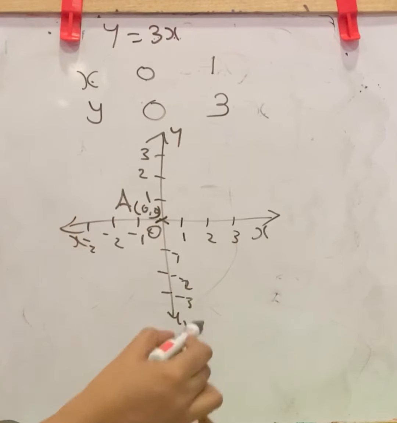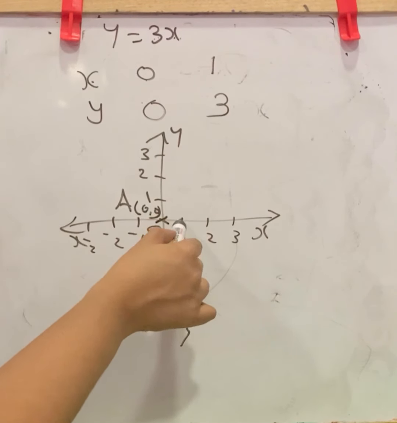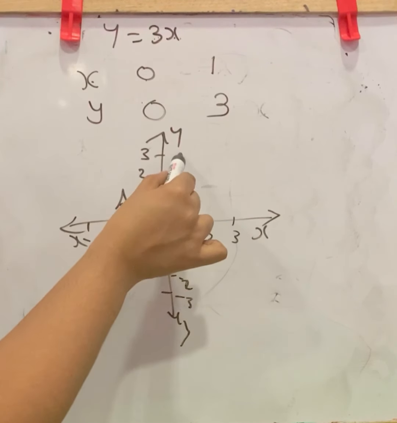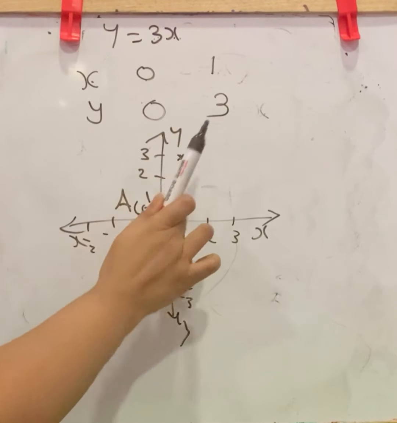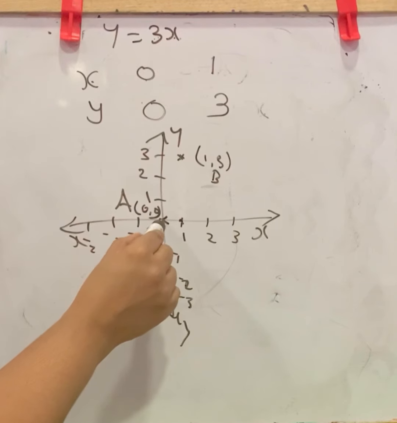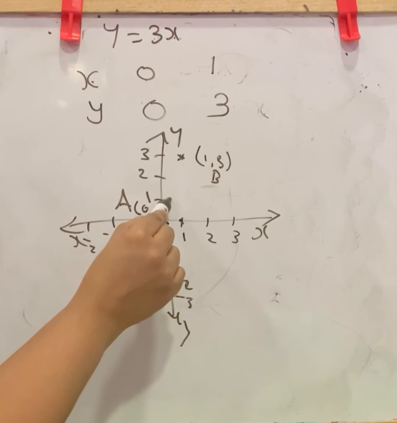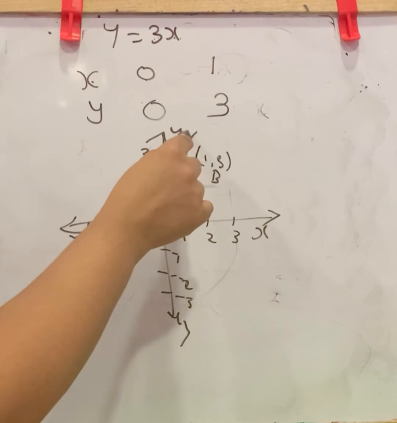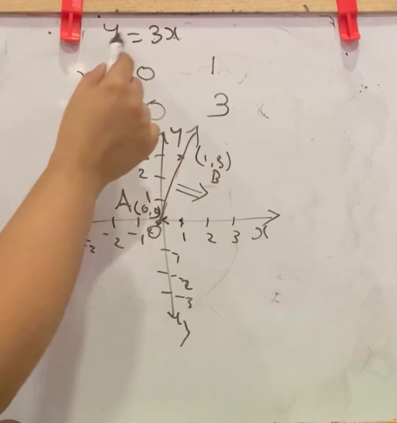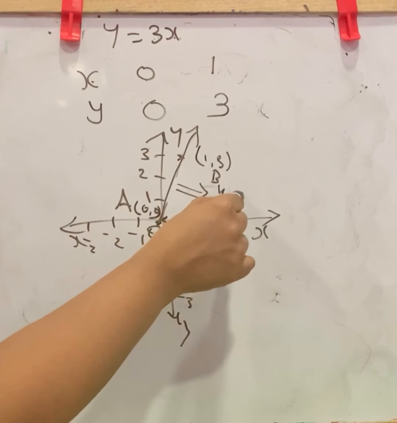Let it be A. Now x is 1. Keep the pen here. x is 1 and y is 3. From here we will go up 3, here. This is 1 comma 3. Let it be B. Now join these marks with a straight line. You can do it with the scale. And this line is the equation y equal to 3x.